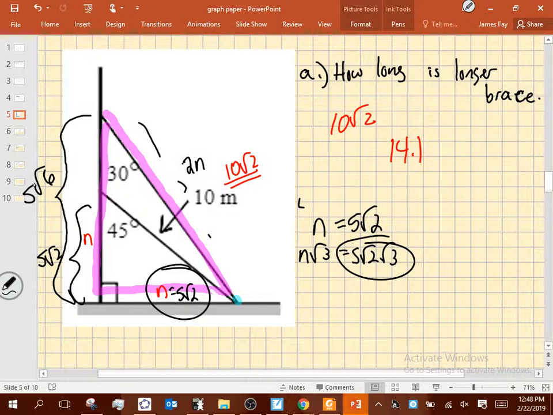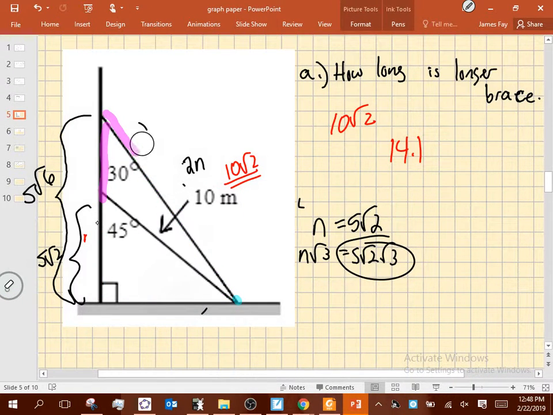So now you know that the short brace reaches a height of 5 radical 2 on the building. The long brace reaches a height of 5 radical 6 on the building. How do I find that little distance right there between them? What algebra would I do? Five root 6 minus 5 root 2. Subtract those two values, and you're going to find the difference between them. So that's the approach we have to use there.